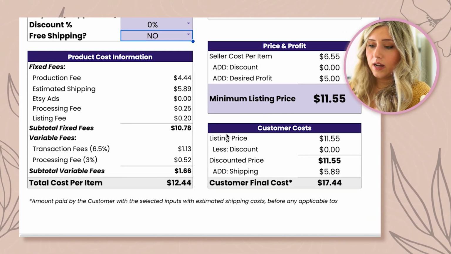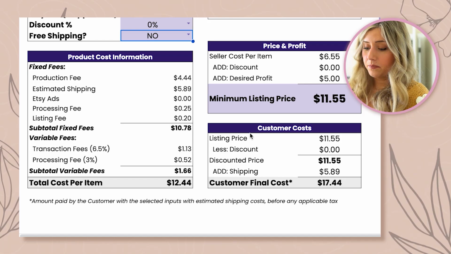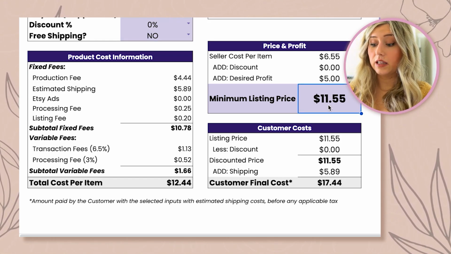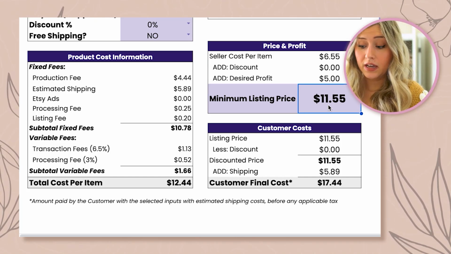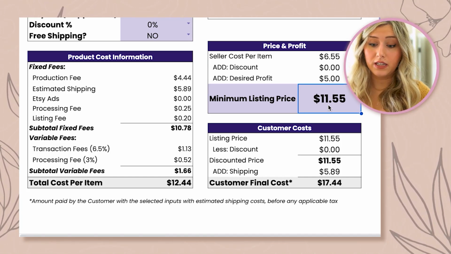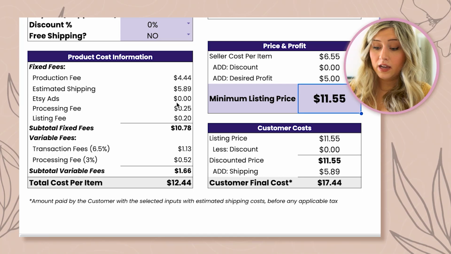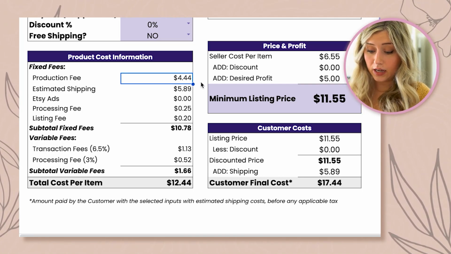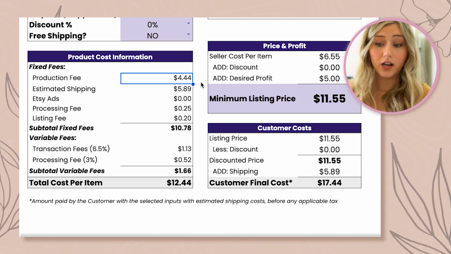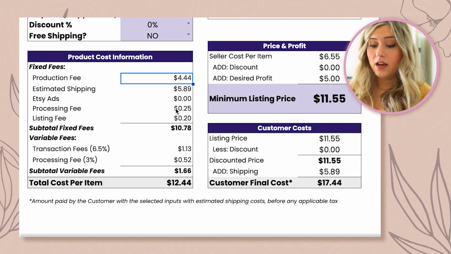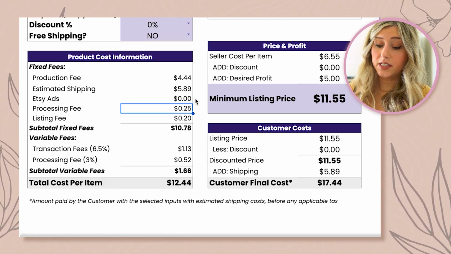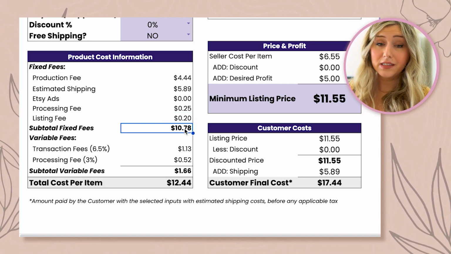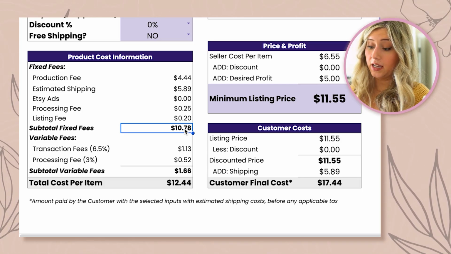So as far as not offering free shipping, the minimum listing price we would have to price our listing at is $11.55. So again, we reverse engineered the profit because if we look, production fee is going to be $4.44. The shipping's $5.89. Again, we're not offering free shipping, so the customer will end up paying for that. Processing fee is 25 cents. Listing fee is 20 cents. So a subtotal fixed fees of $10.78, but again, we're not paying for the shipping in this example.